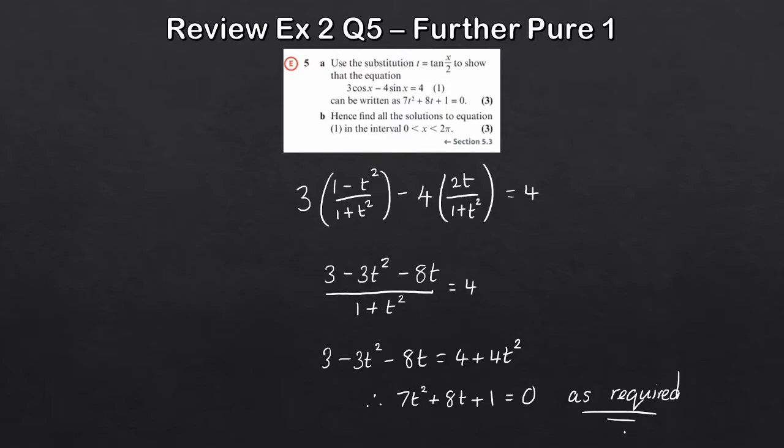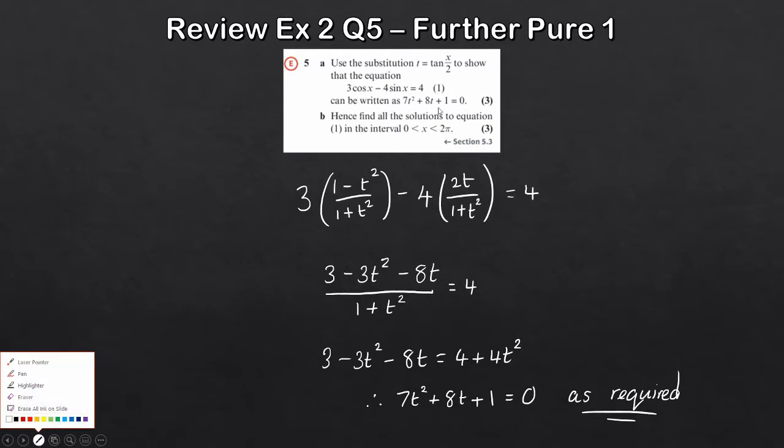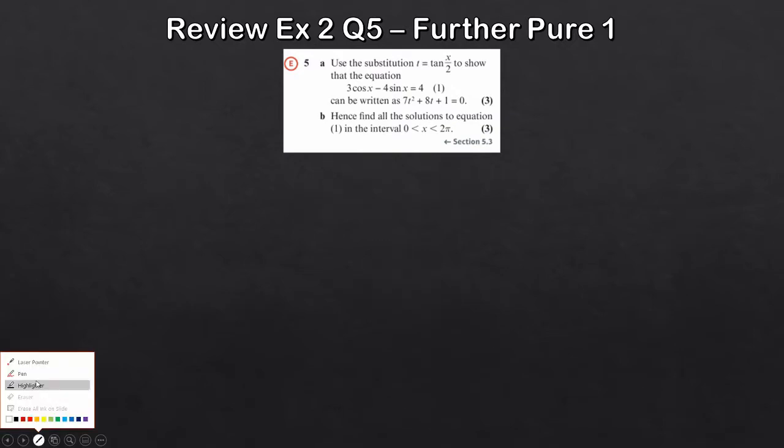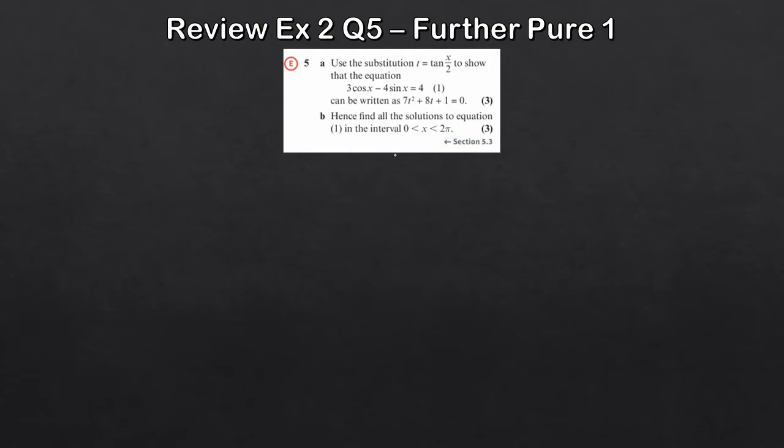Okay, so that's the first 3 marks. And even if you can't get to that bit, we can still solve part B. Okay, so if this is something that you find tricky, don't worry too much. If they give you the quadratic that you're working with, we can still go on to solve this. So let's just solve it as if we didn't get given it. So we're only given the quadratic here. How would we solve it? So 7t squared plus 8t plus 1 equals 0.